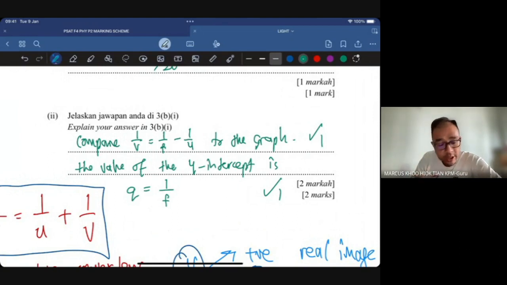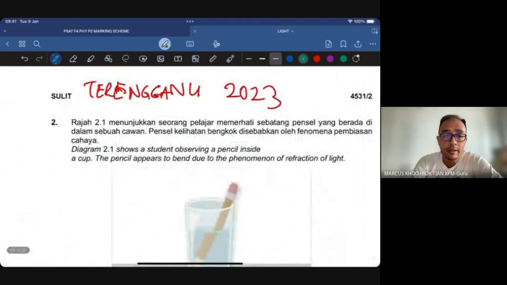All right, one last question to go, and then we'll call it a day. The Terengganu paper, thankfully, is question number 2, so it won't take us very long to finish. Diagram 2.1 shows this.